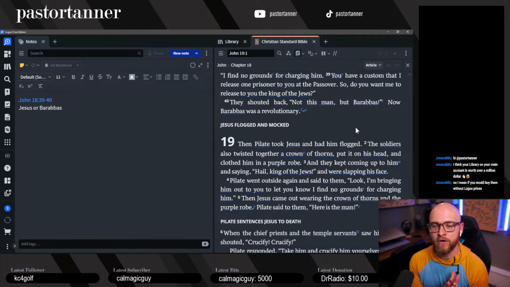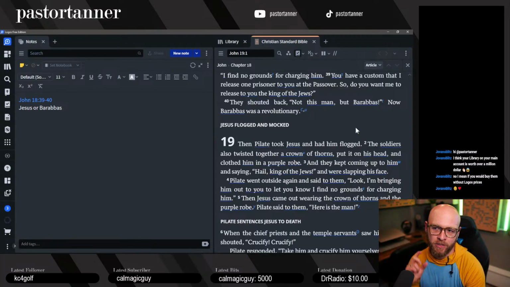And again, very short pericope this time. I just want to focus on Jesus or Barabbas. I think there's a fundamental symbolic character to the fact that Barabbas is chosen over Jesus, and I want people to reflect on what does that mean in their lives as well.